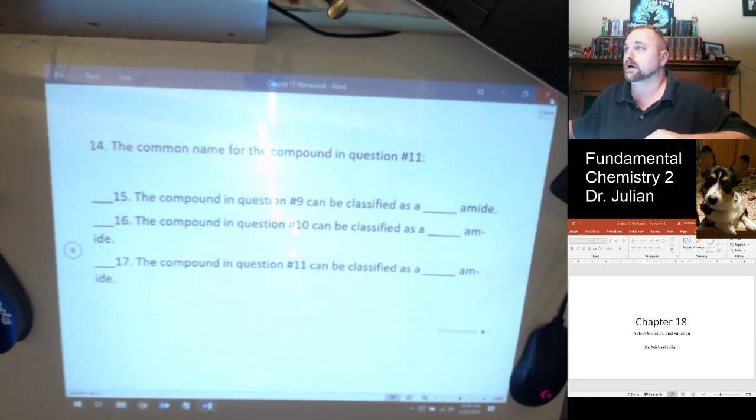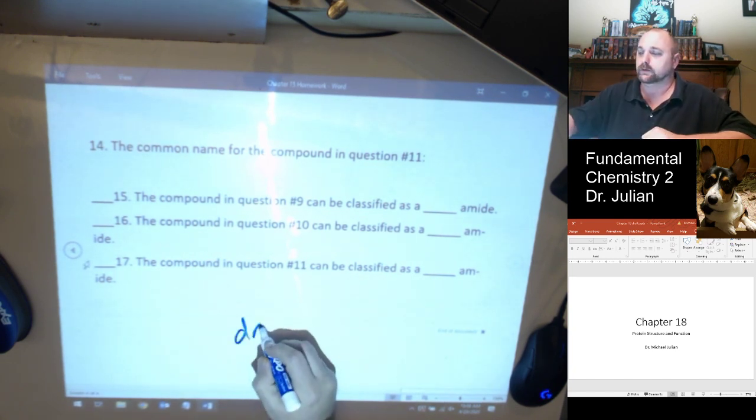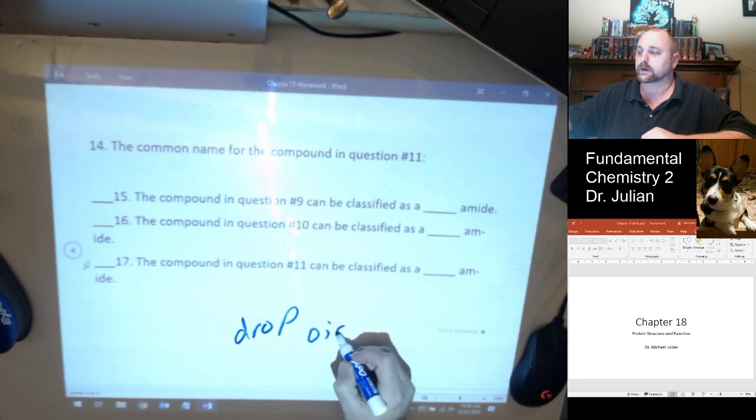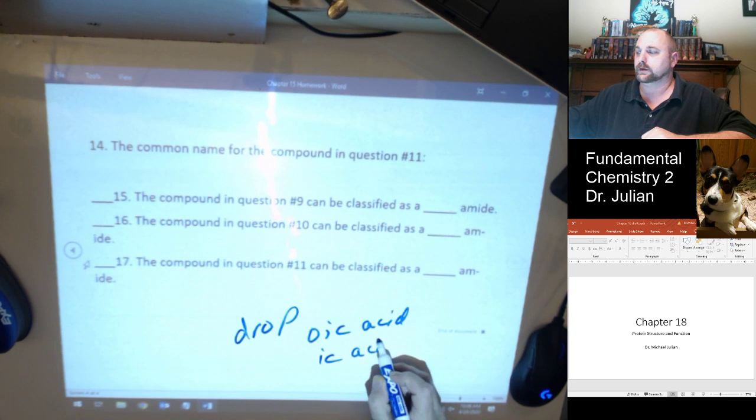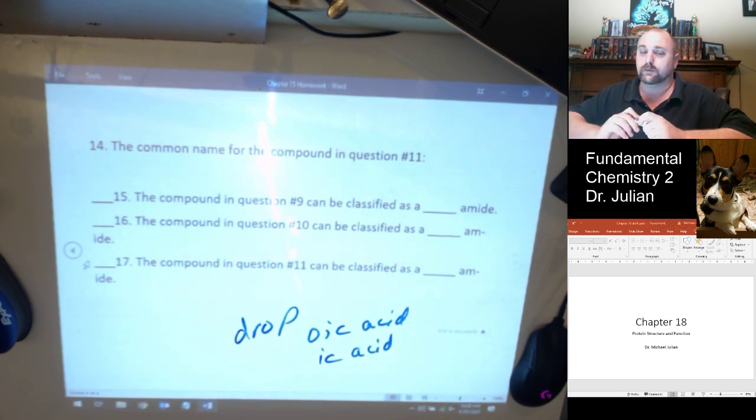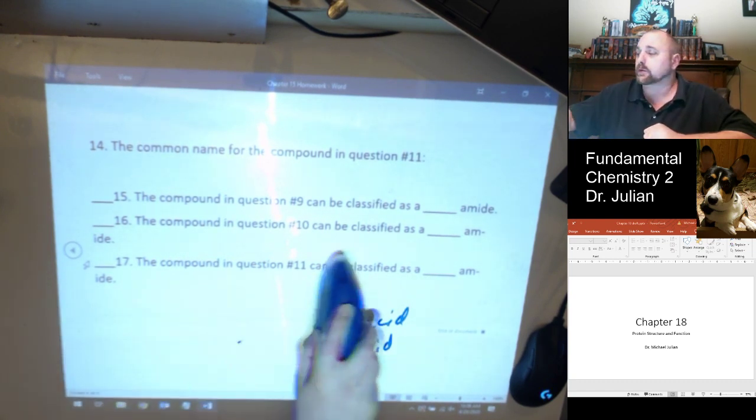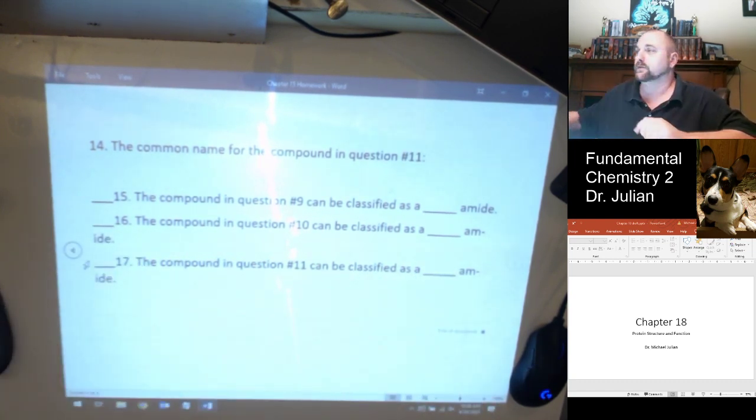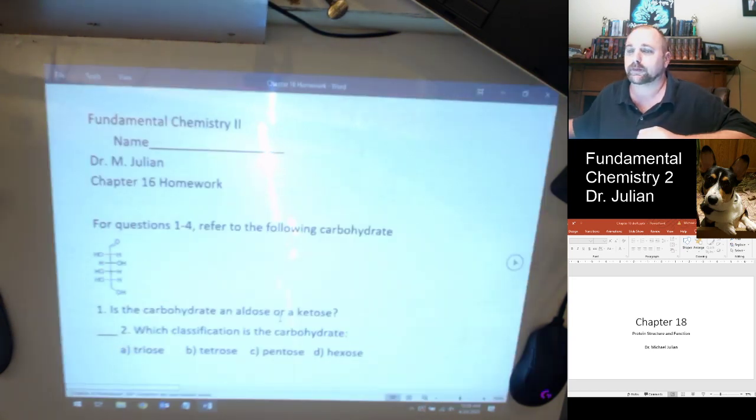All right. So IUPAC and common, they're really not too bad. Dropping the oic acid or the ic acid. And the hard part for most people is to remember the root is always based off of the acid part. All right, so don't forget your 5 common name acids. So let's see if I can pull up chapter 16 homework.